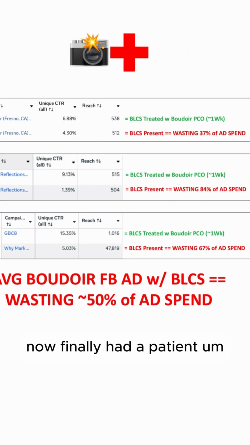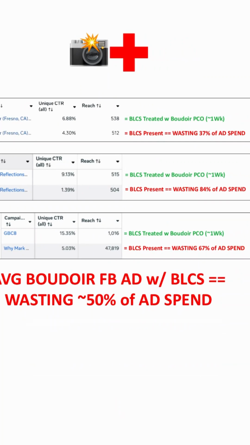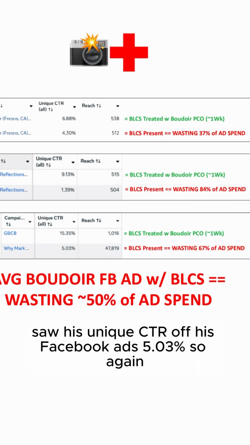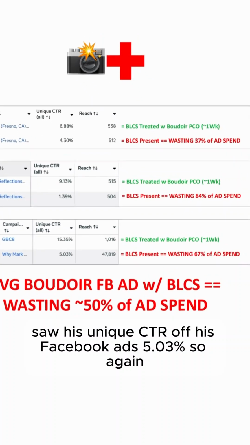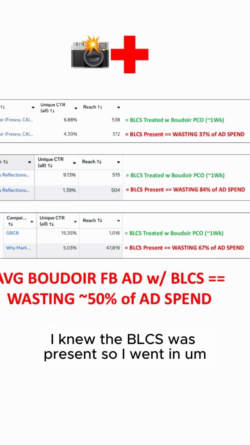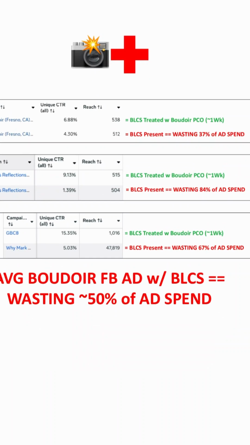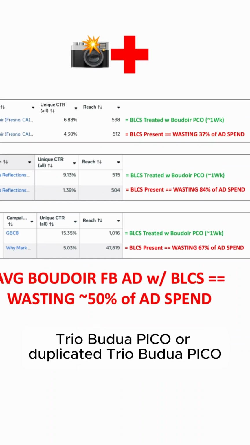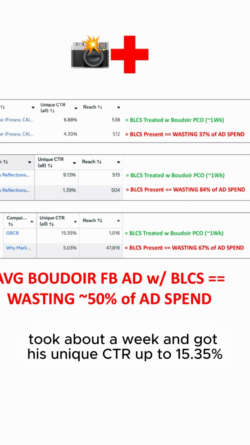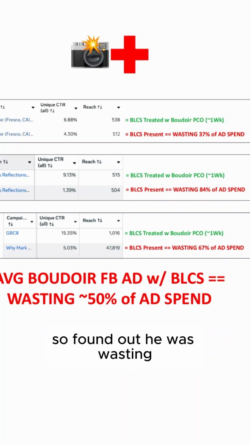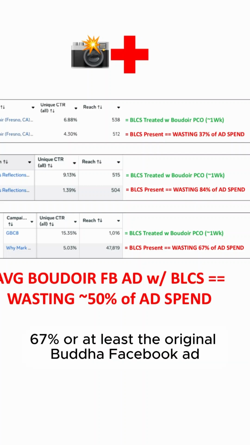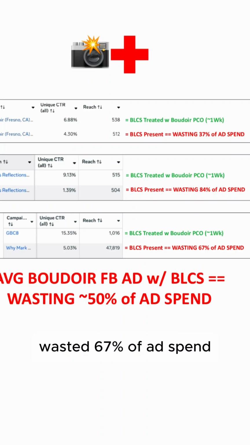Now, I finally had a patient. I saw his unique CTR all of his Facebook ad was 5.03%. So again, I knew the BLCS was present. So I went in, duplicated, treated with Boudoir Pico, took about a week, and got his unique CTR all up to 15.35%. So I found out he was wasting 67%, or at least the original Boudoir Facebook ad was wasting 67% of ad spend.